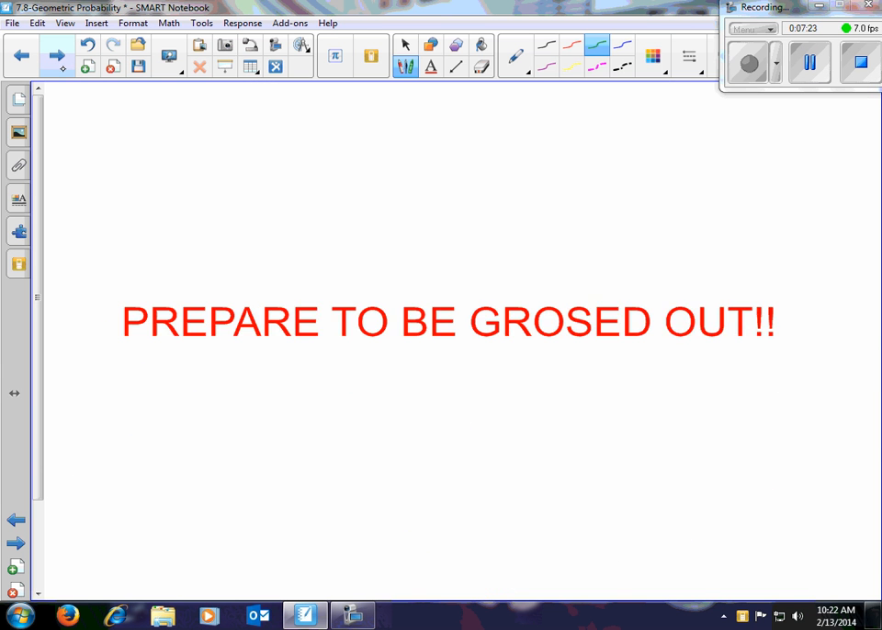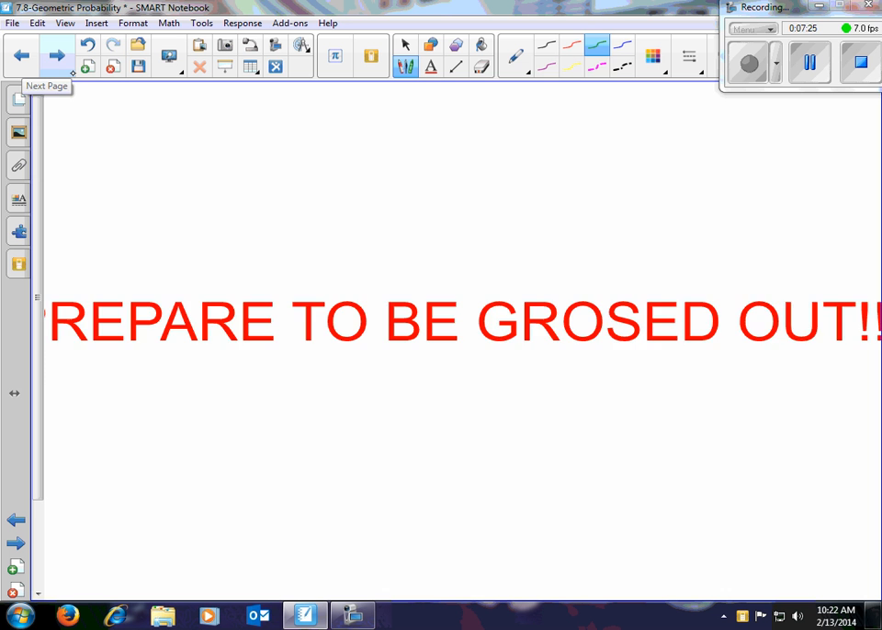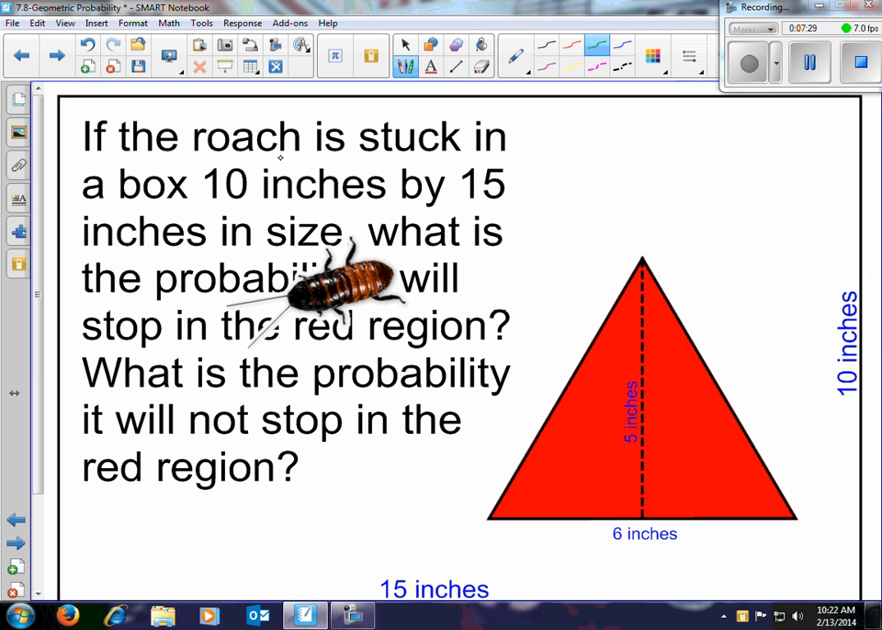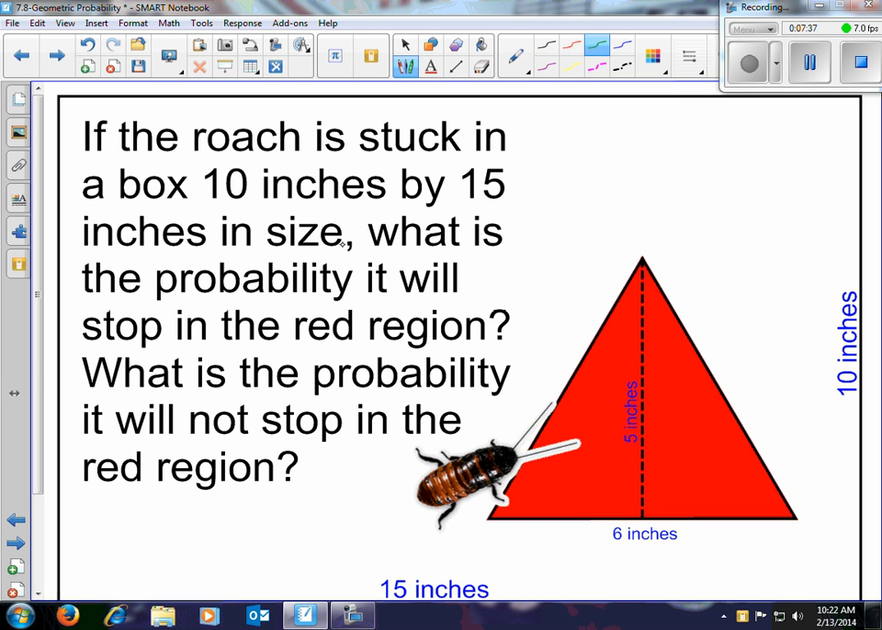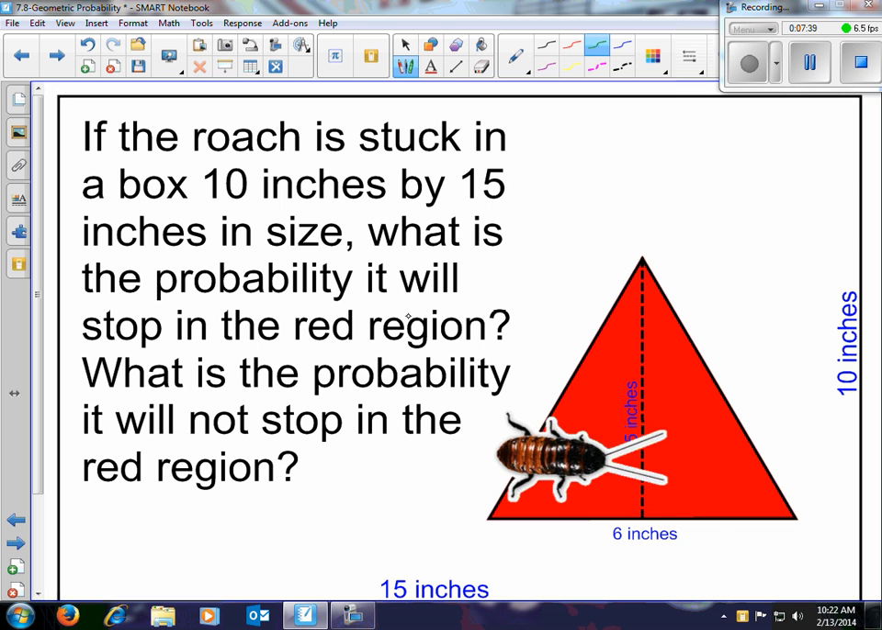All right, prepare to be grossed out. Okay, if the roach is stuck inside a box 10 inches by 15 inches in size, what is the probability that it will stop in the red region? And then what is the probability that it will not stop in the red region?